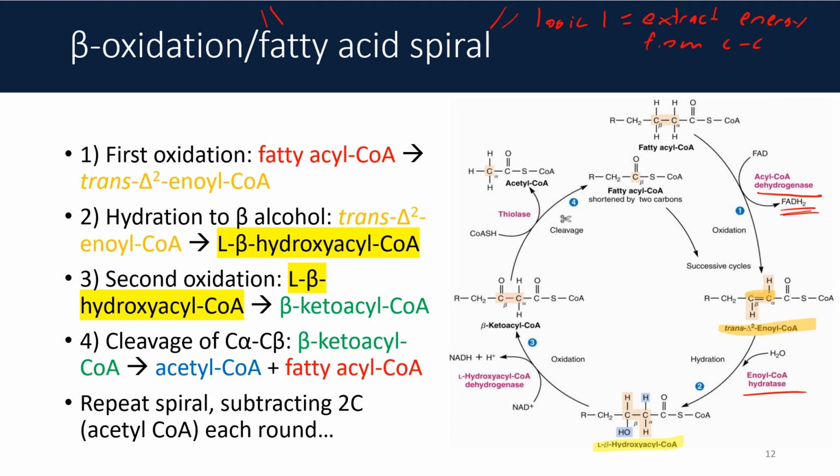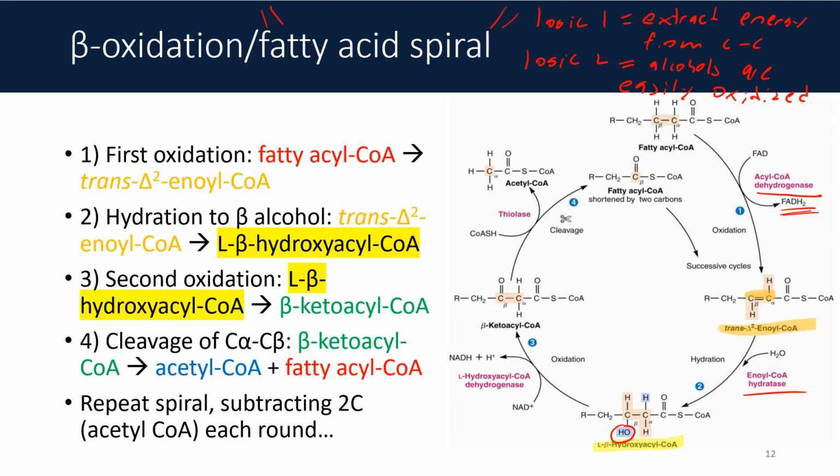We can hopefully begin to appreciate why the beta carbon is going to start becoming a little bit more interesting now that we've attached an alcohol to it. And what is the logic of the second step? We're not getting energy out of this molecule, but we're preparing it for a subsequent second oxidation step. Alcohols are easily oxidized, and they're also easily made from double bonds, and that's exactly what we're doing here.